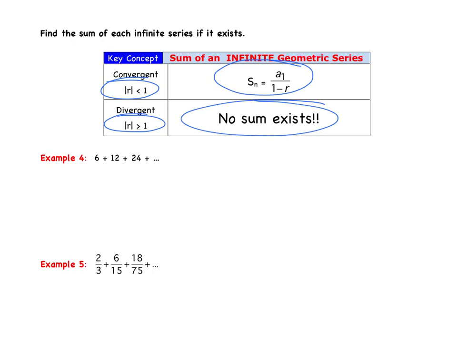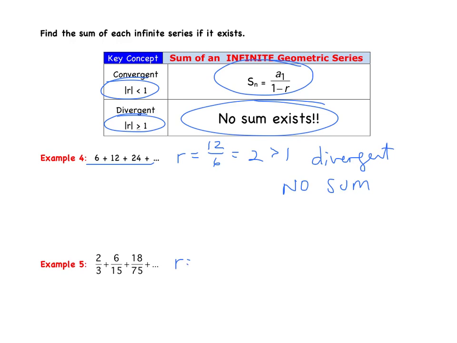So in example 4, the very first thing I'm going to do is determine what r is. Since r is found by taking the second term divided by the first term, and I get 2, well, 2 is greater than 1, so therefore it is divergent, and that means that there is no sum. Second example on this page, example 5.